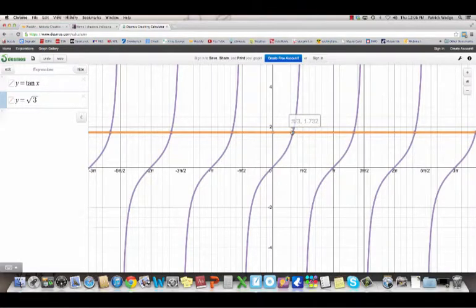So you see this thing crosses or intersects again every pi. Pi, it crosses. Another pi, it crosses. Another pi, it crosses. If you go negative pi, it crosses, crosses, crosses.